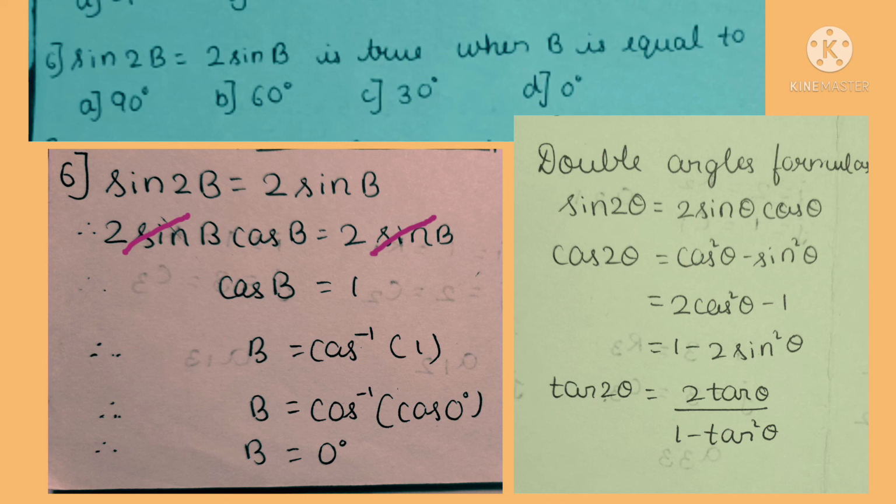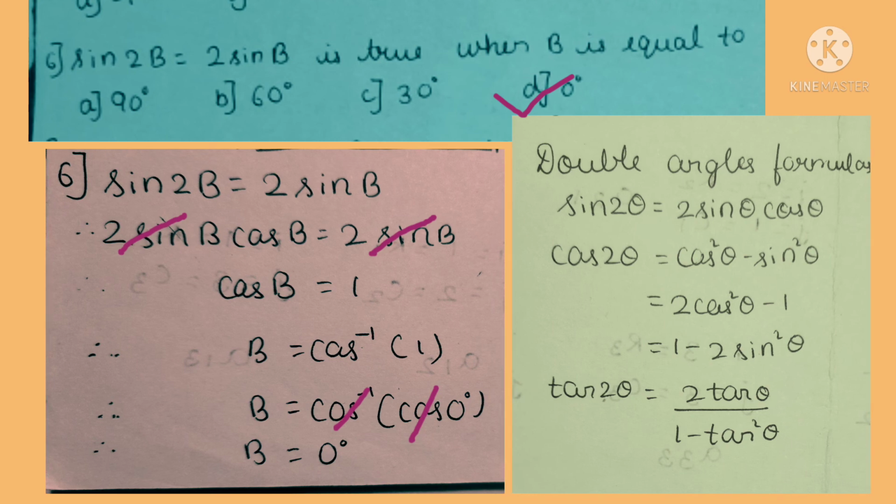So what will be the value of b? It's nothing but cos inverse of 1. I took the cos to the RHS, so it becomes cos inverse of 1. The 1 is nothing but cos 0, so the cos and cos inverse are cancelled. So b is equal to 0 degrees. This is one method.